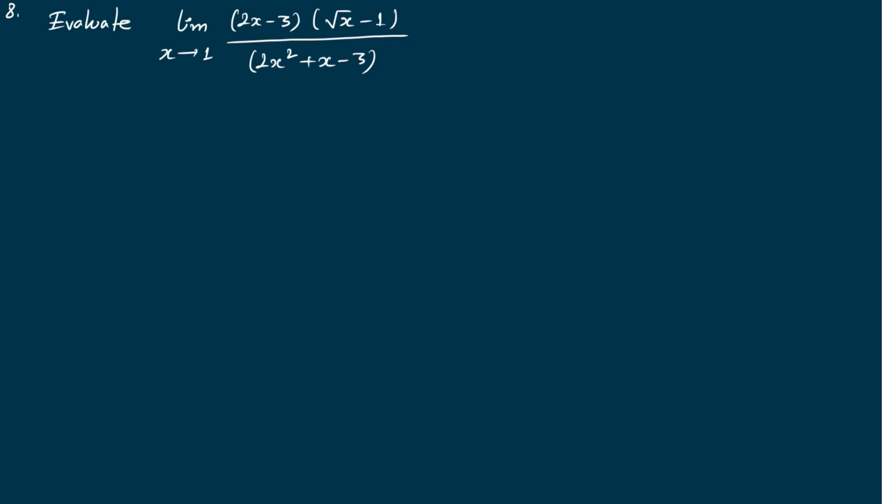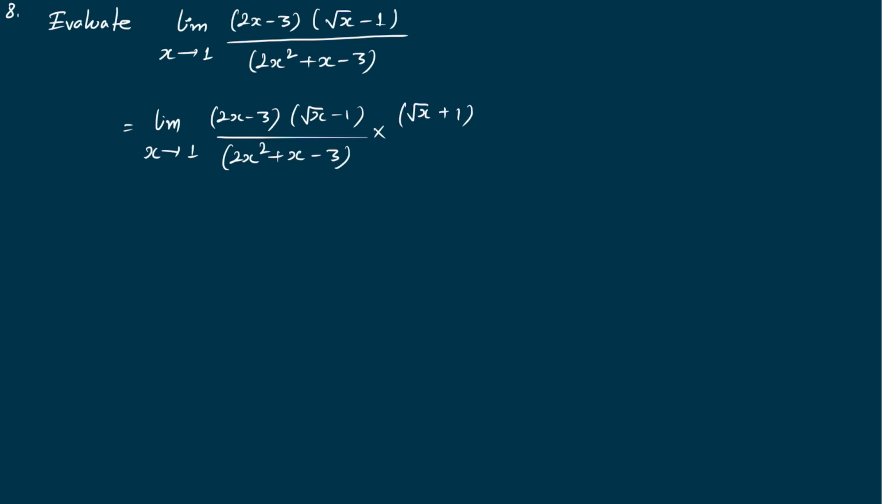Next question. Here I will try to rationalize this portion with its conjugate surd. So it will be limit x tends to 1 of (x minus 3 root x minus 1) by (2x squared plus x minus 3), into (root x plus 1) by (root x plus 1). So I'm multiplying and dividing by root x plus 1.